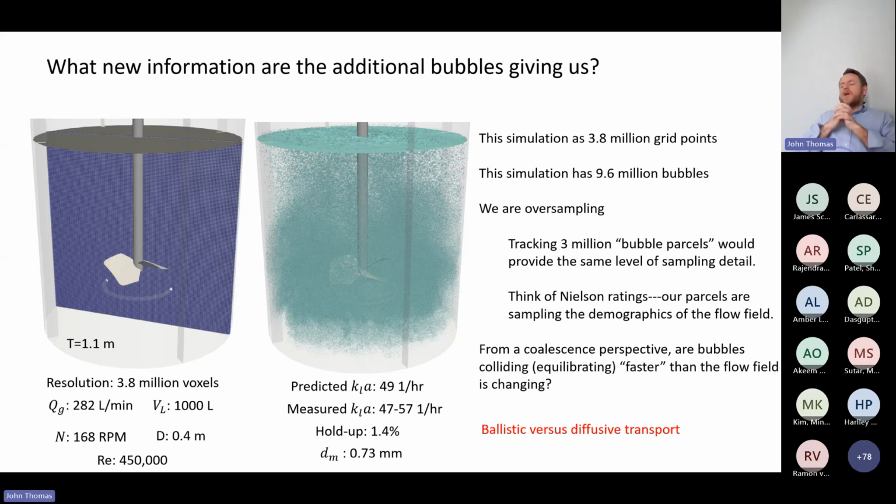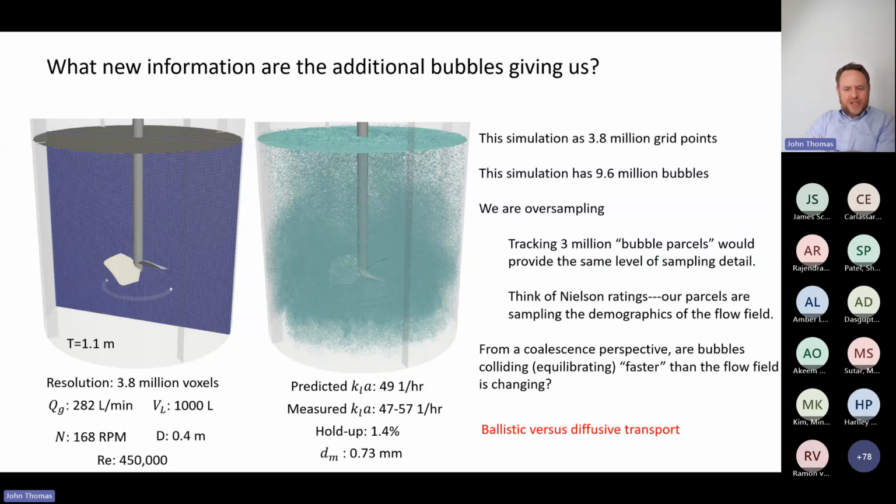Let's talk to this. Okay, like here is just a 1 meter diameter vessel. I've got a resolution of about 4 million voxels. I've got a gas flow rate of about 282 liters per minute, 168 RPM, a diameter of about 40 centimeters for the impeller, so about 1.1 meter diameter tank. Again, about 1,000 liters, I should say. A Reynolds number of about 500,000, just under.